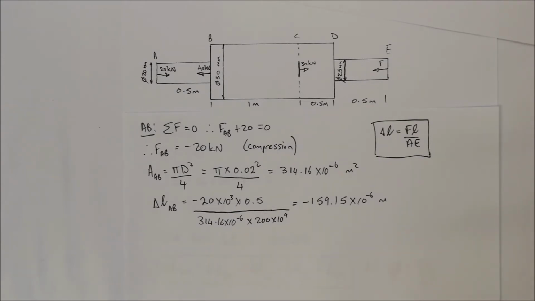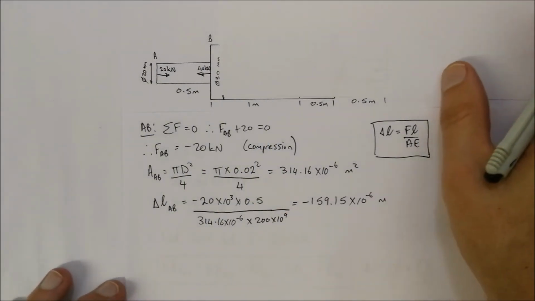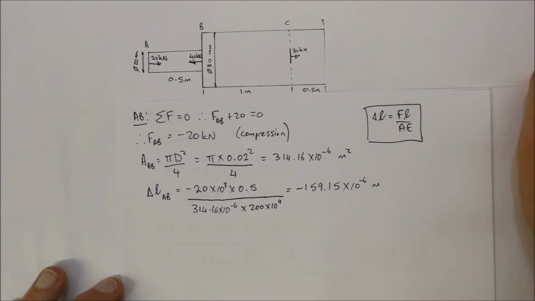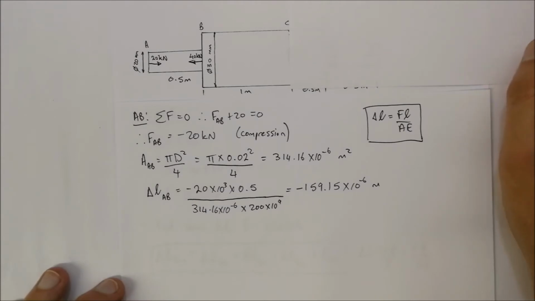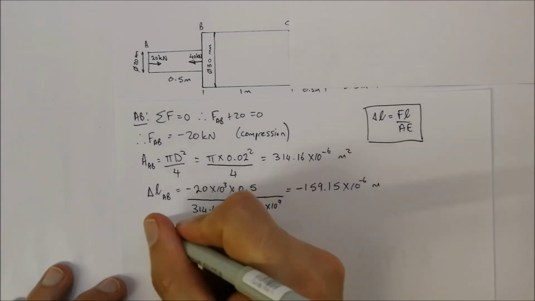Now the same approach we're going to be doing, but this time for BC. So we've finished with AB. Now we're going to do BC. When it comes to BC, again I'm covering up from C all the way across to the right, so we're only going to be looking towards the left. So for BC.